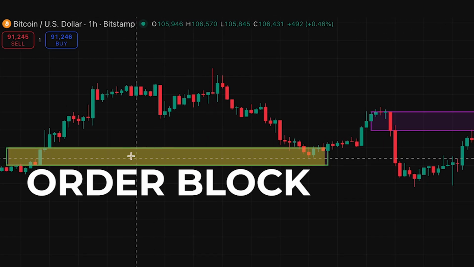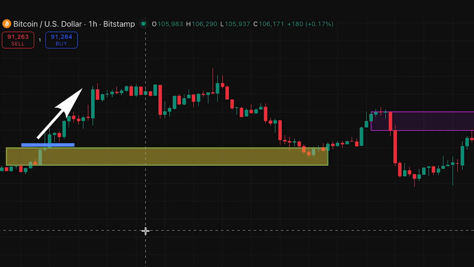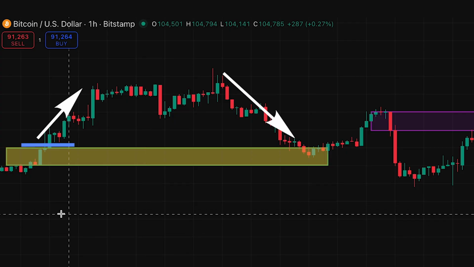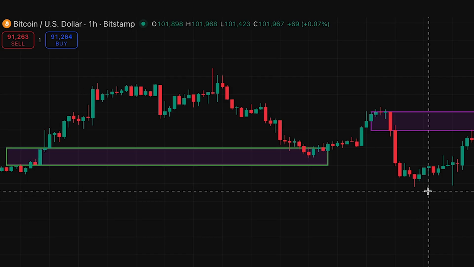It's an area on the chart where major players entered the market with large volumes. When a bank or a fund opens a position, it doesn't buy a couple of bitcoins or shares, it moves the price with an entire impulse. That's why after a strong move up or down, a print remains on the chart, the zone where the move began. That spot is what we call an order block.